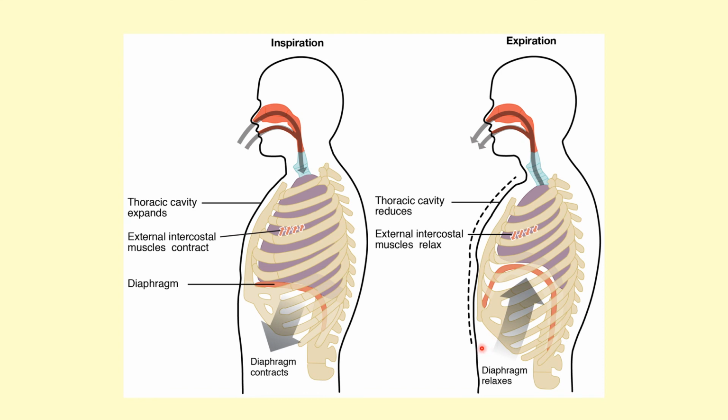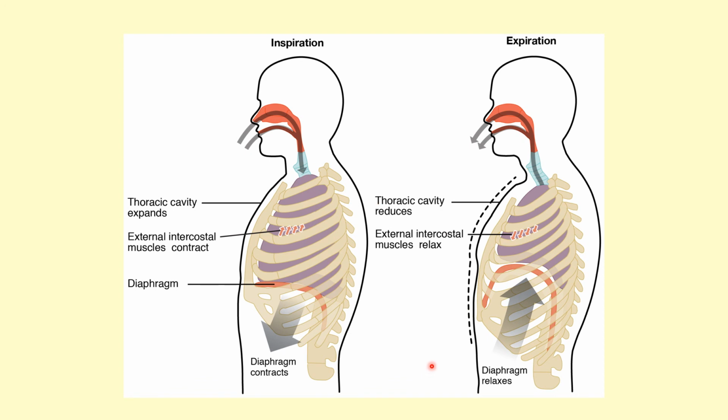And this diagram might help make it make a little more sense to visually see. Inspiration, so you're inhaling. What's happening? Intercostal muscles contract, diaphragm contracts. As it contracts, it's going to actually move down. And what happens now, you are increasing the volume of the thoracic cavity here, decreasing pressure so air flows in.